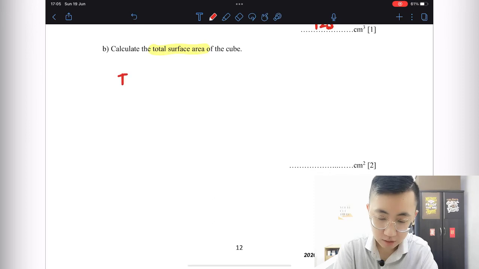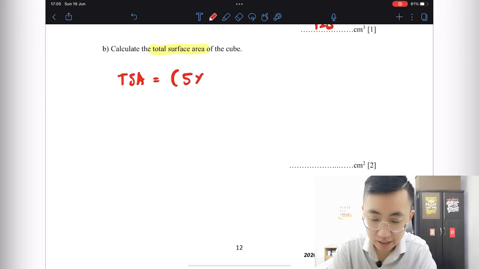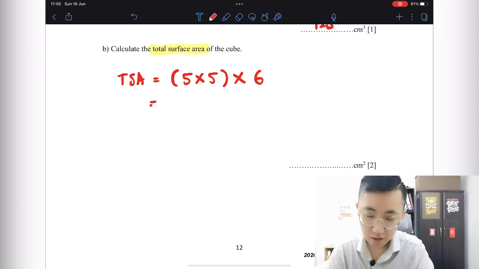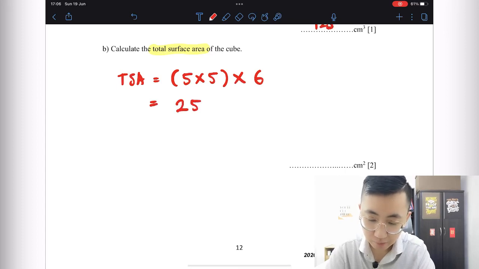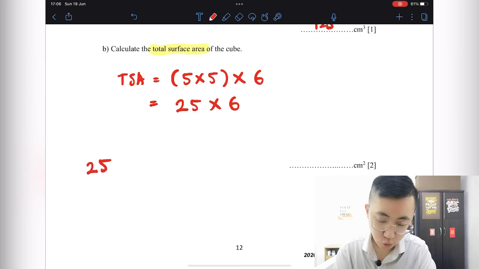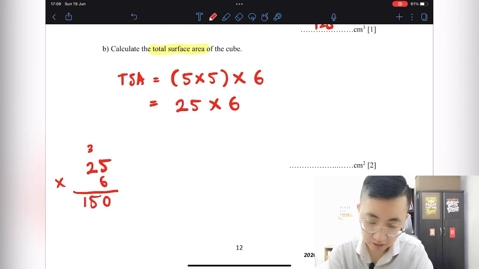You can write total surface area, TSA. Then you write one area is 5 times 5, multiplied by 6 sides. So you do your working now, 25 multiplied by 6. You can always use another side wherever that is empty. So 5 times 6 is 30. 2 times 6 is 12, plus 3, 15. So I know the answer is 150. The unit is centimeter square, lock it in at the final corner.